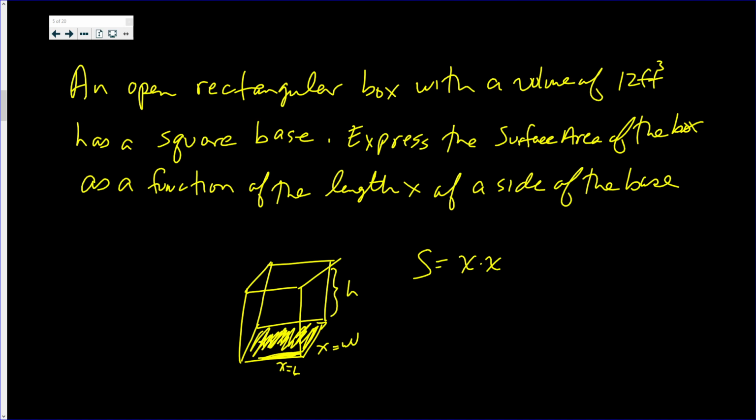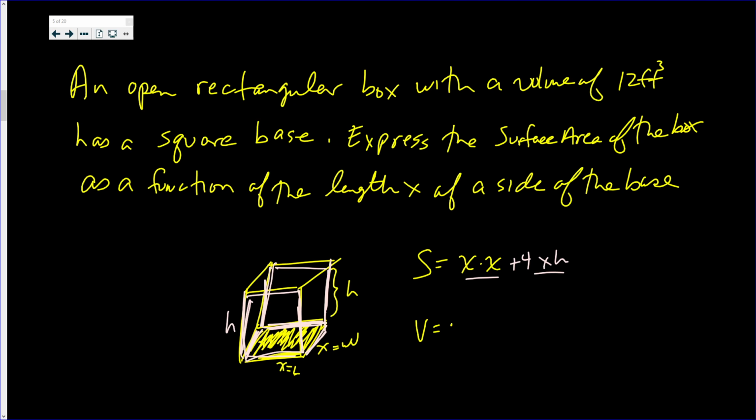X times x. Now this side is x times h, so plus xh. But you know what? This side here is also xh. The side in the back is also x times the height h. The left side, it's x. All four sides on the base is x times the height, which is still h. So you have four of those. And you're like, oh my, S right now is a function of x and h. So somehow we need to get rid of h.